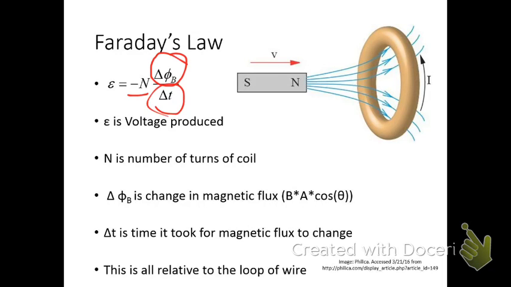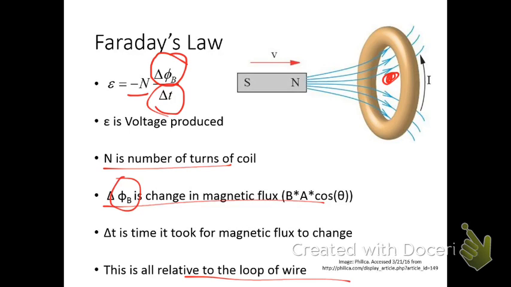So, epsilon, that's going to be the voltage that's produced. N is the number of turns of the coil that makes that up. Delta phi sub B is the change in magnetic flux, and this is all relative to the loop of wire. So if the magnetic field gets stronger or weaker in that loop of wire, you get a voltage.